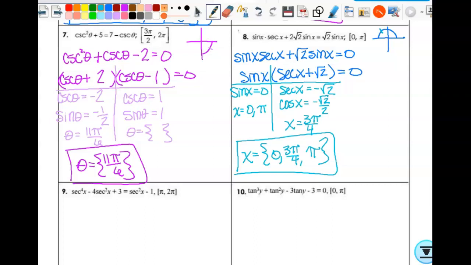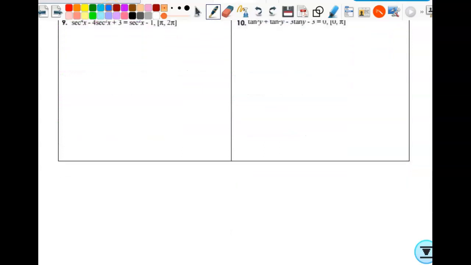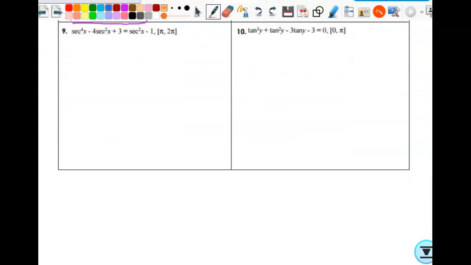All right, then let's look at number 9. All right, so I've got a quartic here. Definitely want to set it equal to 0. And here I'm going to be going from pi to 2 pi. So this is going to give me secant to the 4th x minus 5 secant squared x. Once I subtract that one over, then I'm going to add the 1. That'll give me plus 4 equals 0.